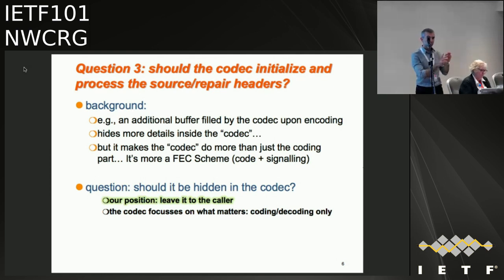There are consequences. This is once again a very important question, because when you design a FEC scheme, this is not only the codec part, the encoding and decoding part, this is also the signaling part that is required to use this codec. So answering this question will also answer the question: does the API implement a FEC scheme or just a codec? We had some discussion, and for the moment, our position is that once again we keep the codec as simple as possible, focusing only on encoding and decoding, and leave this packet header manipulation, creation, processing, and parsing inside the application on top of the API. So that's our position for the moment.